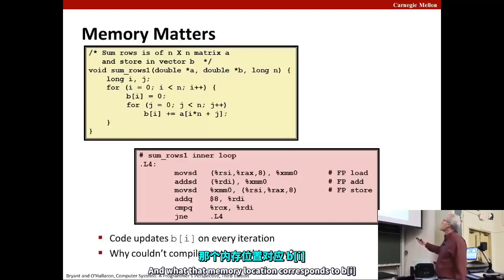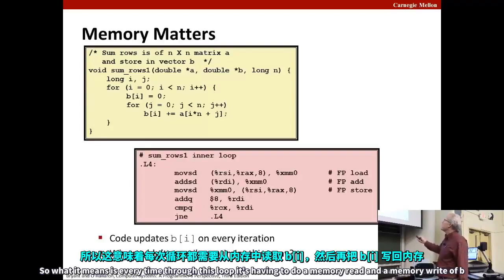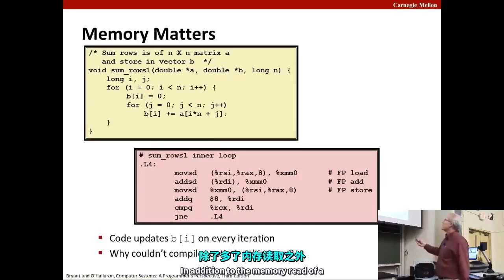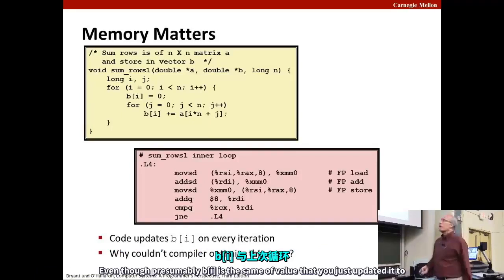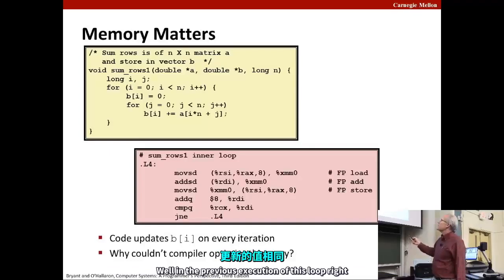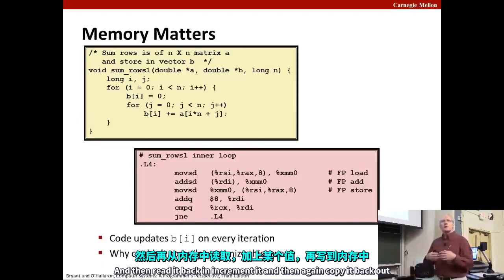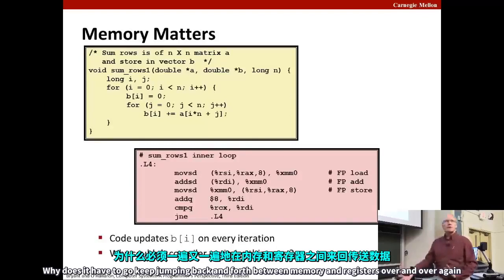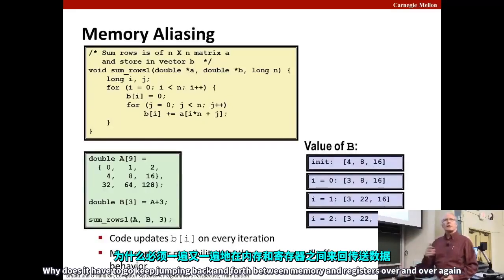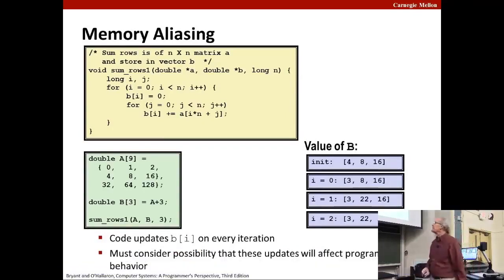And that memory location corresponds to B of I. So what it means is every time through this loop, it's having to do a memory read and a memory write of B, in addition to the memory read of A. Even though presumably B of I is the same value that you just updated it to in the previous execution of this loop, right? So why do you read it, write it out and then read it back in, increment it, and then again copy it back out? Why does it have to keep jumping back and forth between memory and registers over and over again?